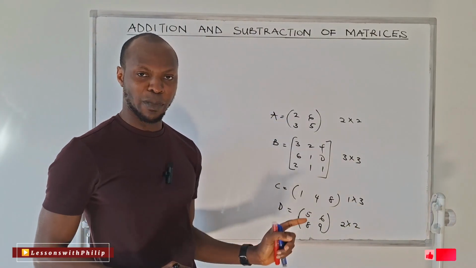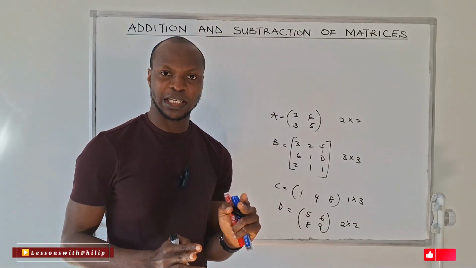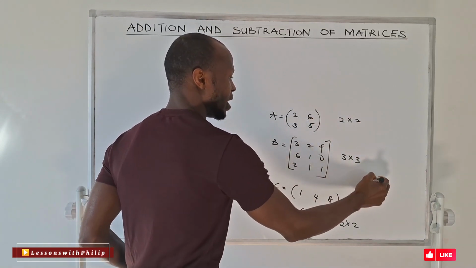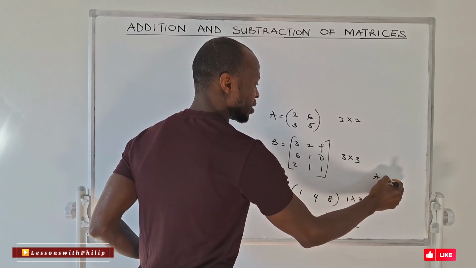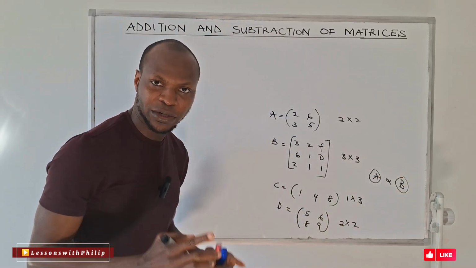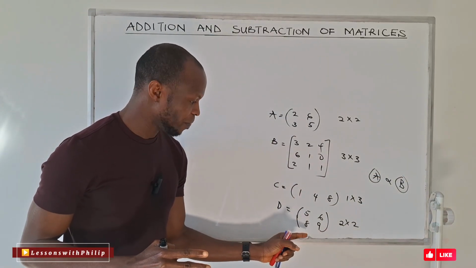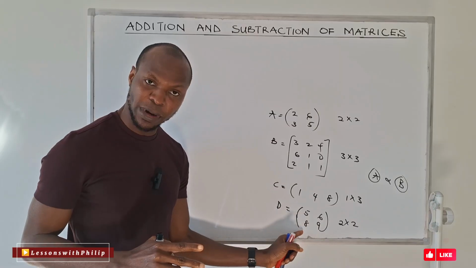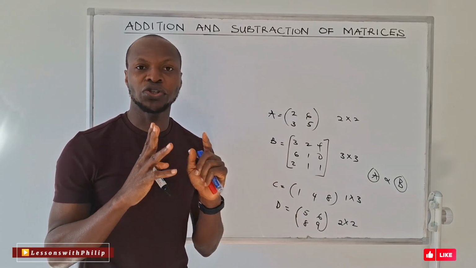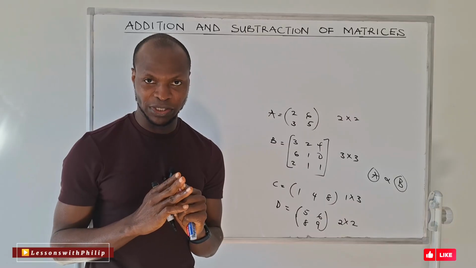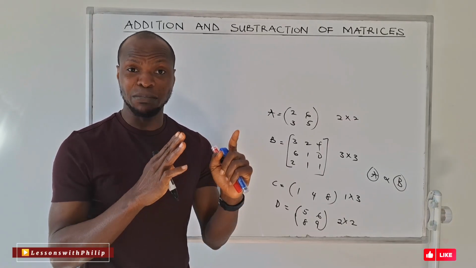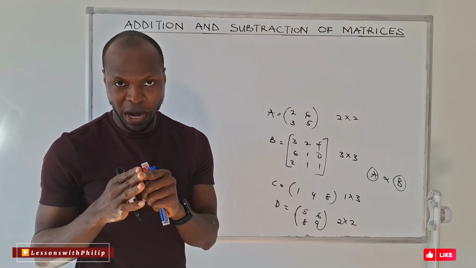Out of all these matrices, the only two matrices that can either be subtracted or added are matrices A and D. These are the only two matrices that can be added. Why? Because they are of the same order. Matrix D is a 2 by 2 matrix. Matrix A is a 2 by 2 matrix. So you can only add matrices that are of the same order. That means they have the same number of rows and the same number of columns.